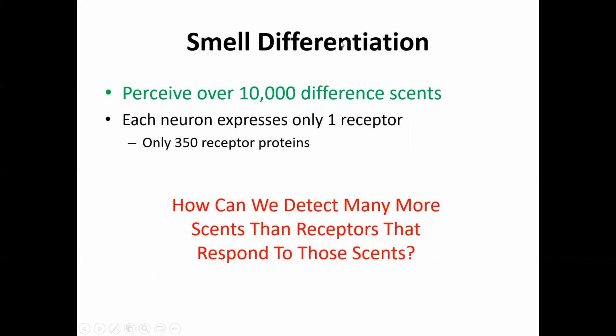Okay, let's talk about how we can differentiate different smells. The reason this is really interesting is because we actually only have about 350 receptor proteins, but we're able to perceive over 10,000 different scents. So the question is, how can we detect many, many more scents than receptors that we have that respond to those scents? How do we get more than 350 scents that we can perceive when we only have 350 different receptors?